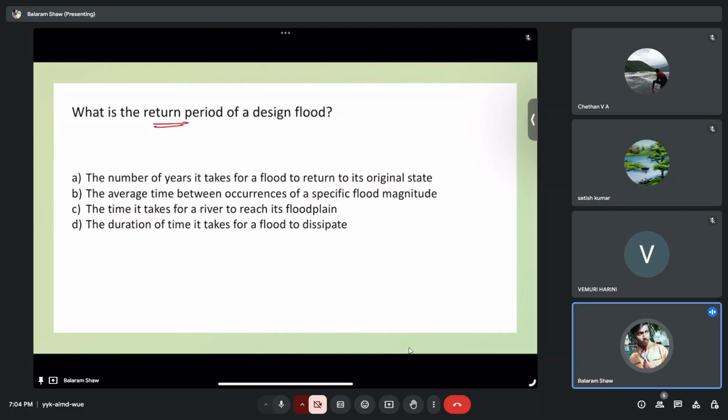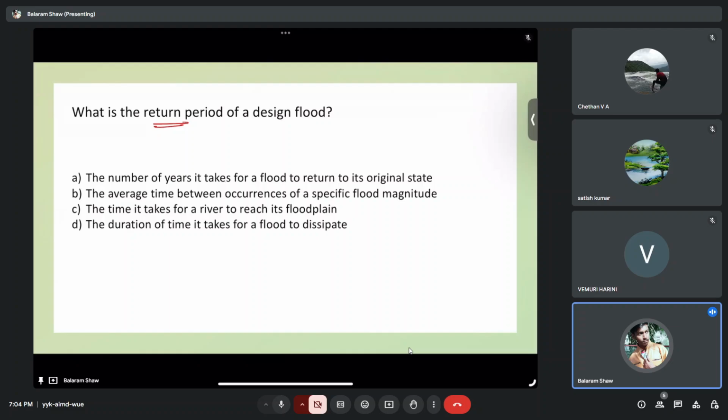So the next question is, the similarity in the standard project flood and the probable maximum flood is. We have just now discussed what is standard project flood and what is probable maximum flood, right? These are the procedures which we generally use to design the floods. So what are the similarities? The first similarity is that both procedures are used to estimate the floods which can occur with a combination of meteorological and hydrological conditions. Okay, so that is the similarity, and what is the difference?